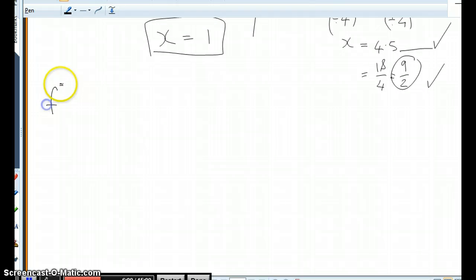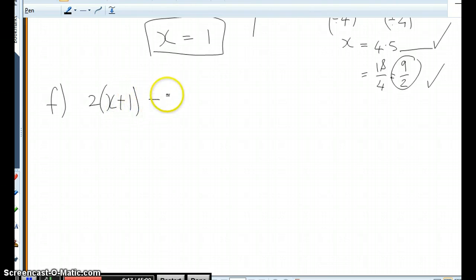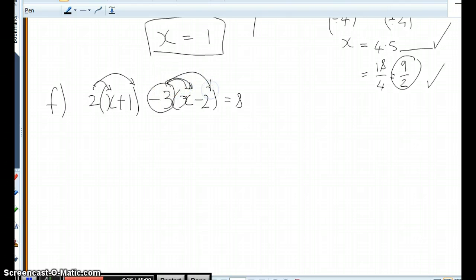Letter F. See if you can figure out how to solve it before I solve it. Well, first thing I'm going to do is get rid of the brackets. Don't forget you've got a minus 3 multiplying. So I'm going to get 2x plus 2 and minus 3x plus 6. Yep, equals 8.